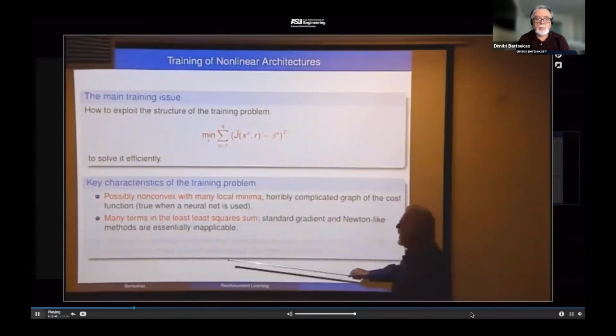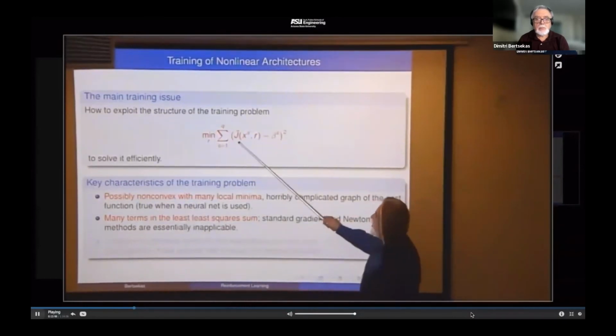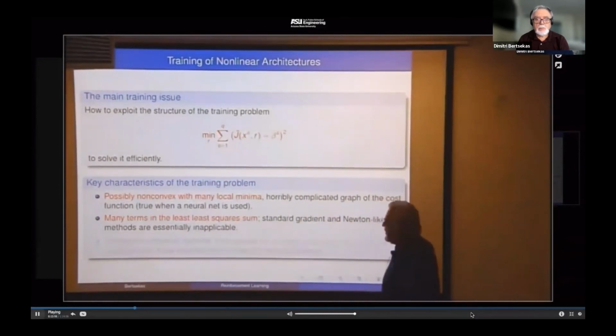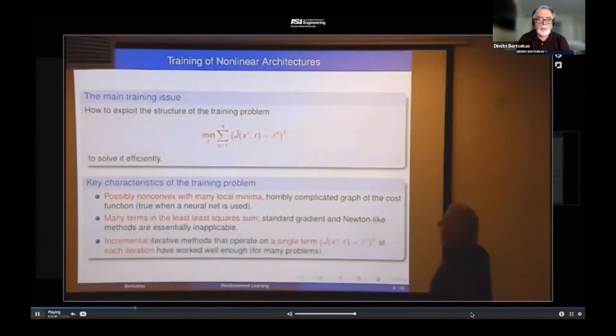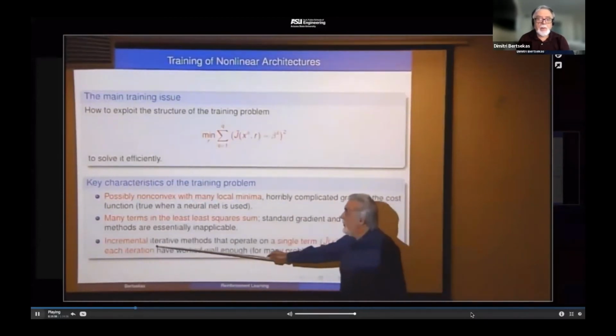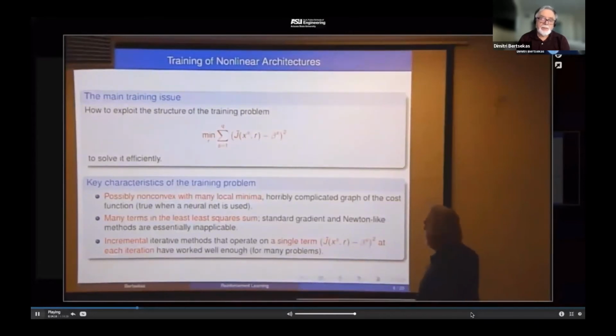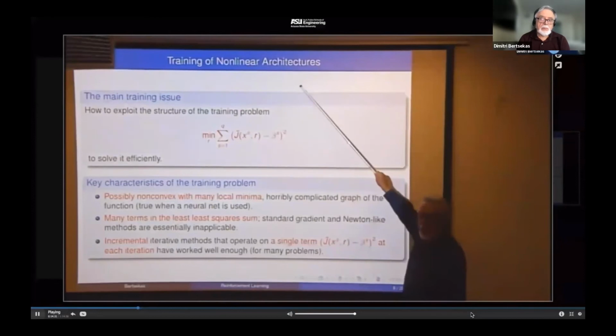And if there are 10 millions of those, a single gradient is a substantial computation. Similarly, Newton-like methods are even worse, okay? Because then you would need to multiply the gradient with some kind of inverse Hessian, and it's a big mess again. On the other hand, these miraculous methods of incremental versions of gradient methods have worked for neural networks and for nonlinear architectures, not always, okay? But they have worked adequately for many problems. What is an incremental method? Instead of operating on the entire sum at every iteration, it just picks out just one term, okay?